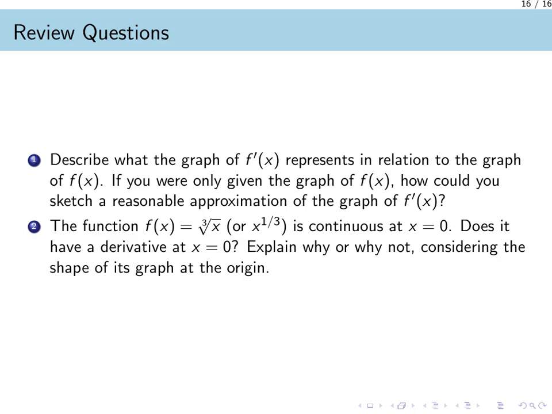For the second question, remember that continuity is not enough to guarantee differentiability. The function f of x equals the cube root of x is continuous at the origin, but its graph has a vertical tangent line there. Because a vertical line has an undefined slope, the derivative does not exist at x equals 0. The essential point is that a function is only differentiable where it has a well-defined, non-vertical tangent line.